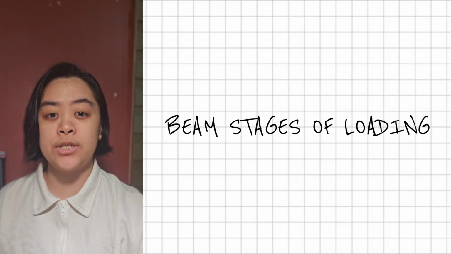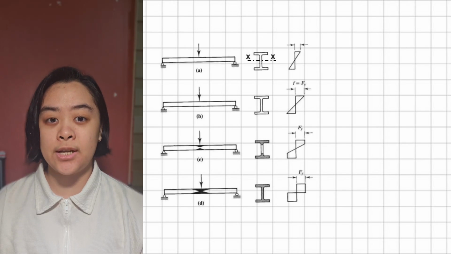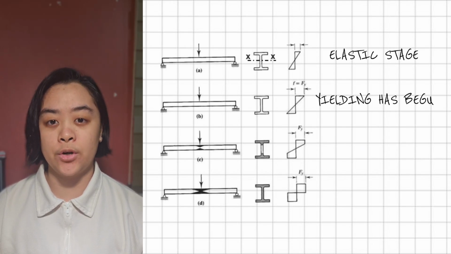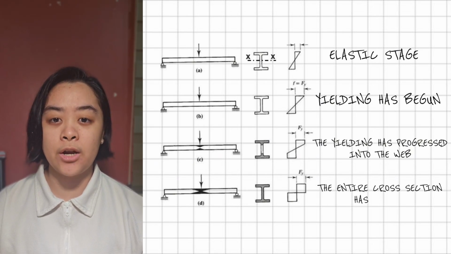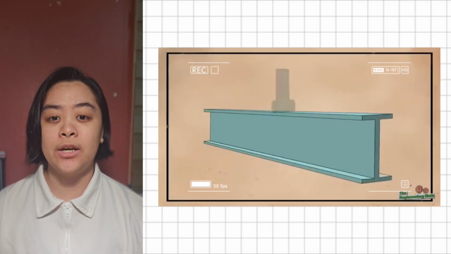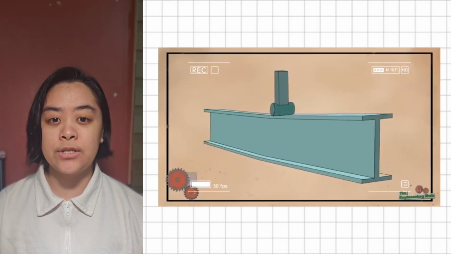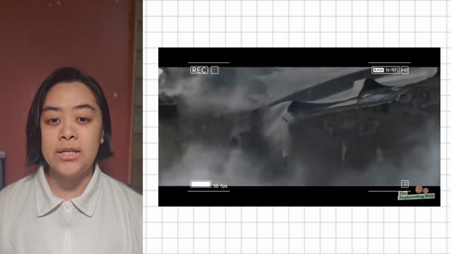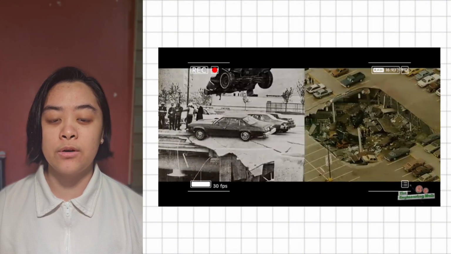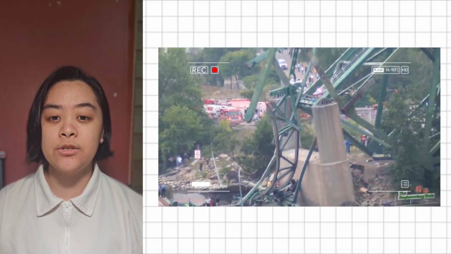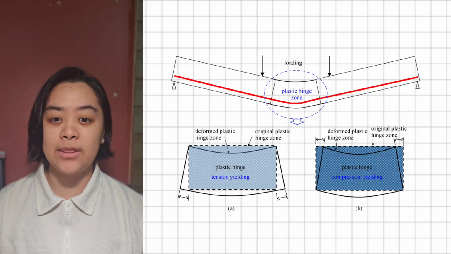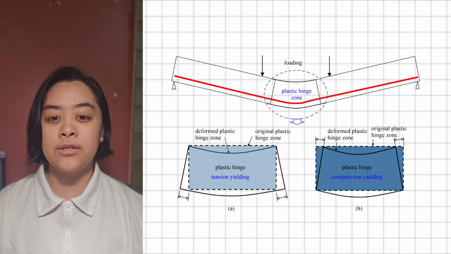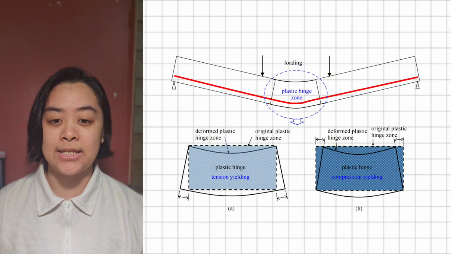The beam undergoes stages of loading, wherein at first it's in its elastic stage and then yielding begins to occur. As loading continues, yielding spreads into the web of the steel beam until the entire cross-section has yielded. Once the entire cross-section is yielded, any further increase in the load will cause the collapse of the beam. This is because all members have reached the yield plateau of the stress-strain curve, or basically the yield strength, and unrestricted plastic flow will occur. With that, a plastic hinge is formed at the center of the beam, and it constitutes an unstable mechanism. That plastic moment capacity is the moment required to form the plastic hinge.